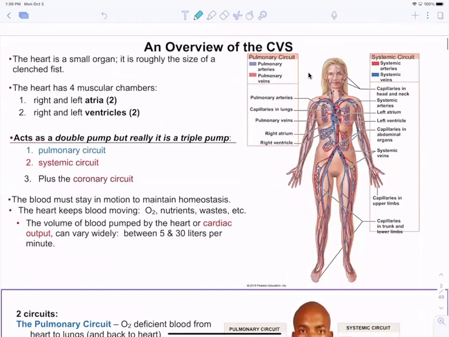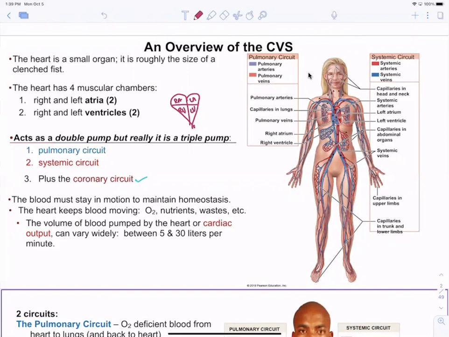Okay, so anatomy of the heart. So the heart is a muscular pump, and it's what we call a double pump. But really I say triple pump, and I'll say why. I include the coronary circuit because that's super important. But here it is. You have the heart, and you know what kind of artist I am, so I'm going to make it really artistic. All right, so here's your heart, and you have 4 muscular chambers. And so you have a right atria and a left atria and a right ventricle and a left ventricle.